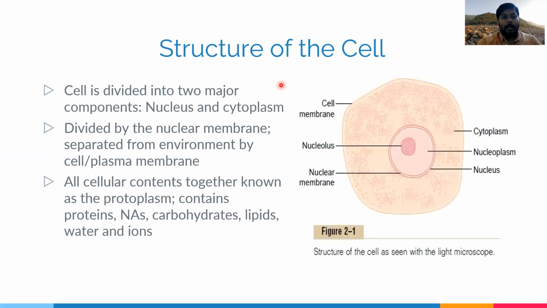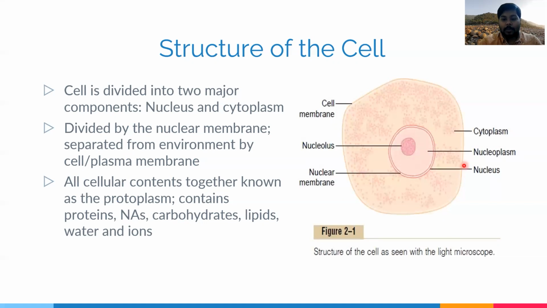So to start off, let us look at the structure of the cell. This is a schematic showing the structure of the cell as seen under a light microscope. From the schematic itself, it is evident that the cell has two major components. One is the nucleus and second is the cytoplasm. The nucleus and the cytoplasm are divided by the nuclear membrane, whereas the cytoplasm is divided from the extracellular fluid by the cell membrane. The cytoplasm and nucleus contain various components which together form the protoplasm of the cell.